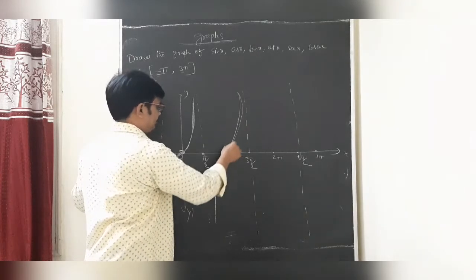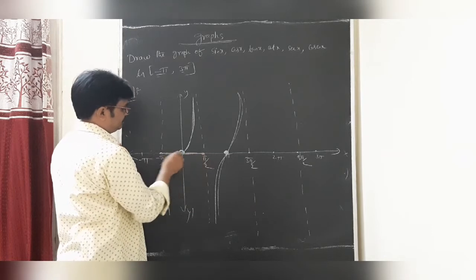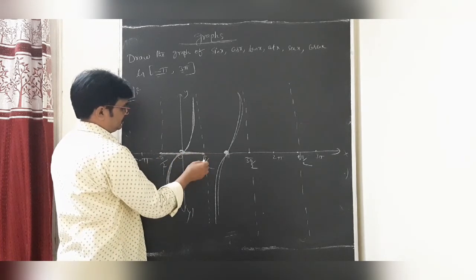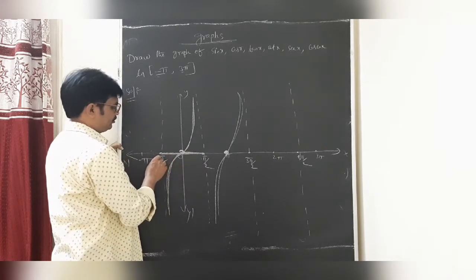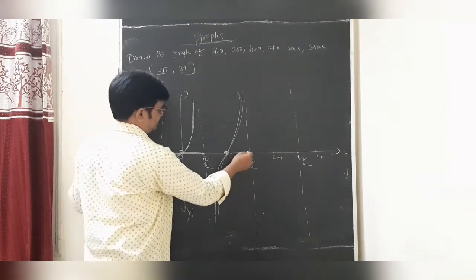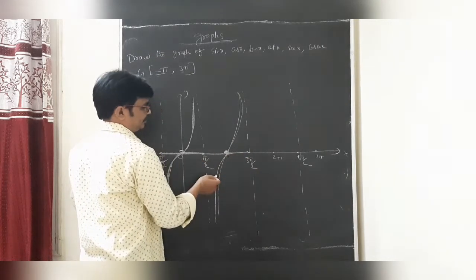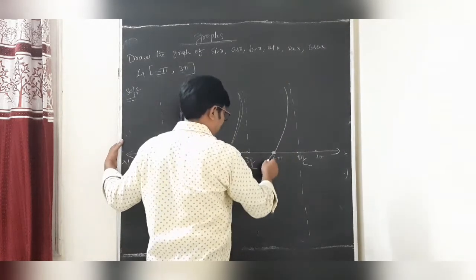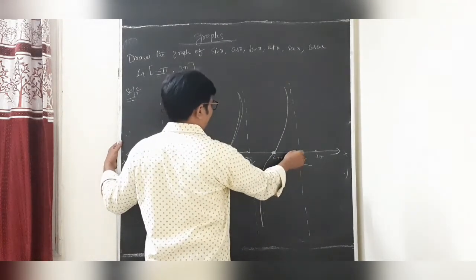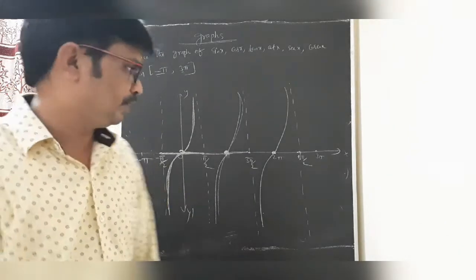What is the period, students? Just observe. This is the range, this is the difference: minus of minus plus, therefore pi by 2 plus pi by 2, that is pi. Suppose, students, take the difference of these: 3 pi by 2 minus pi by 2 is 2 pi by 2, that is also pi. Like this, 5 pi by 2 minus 3 pi by 2 is also pi.